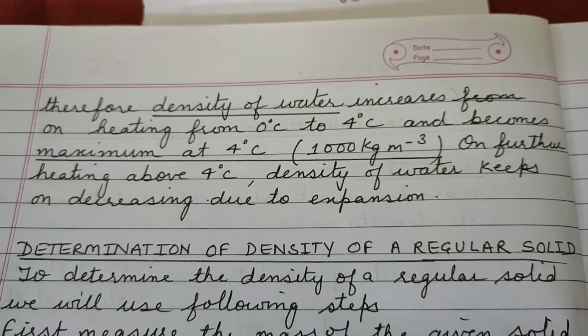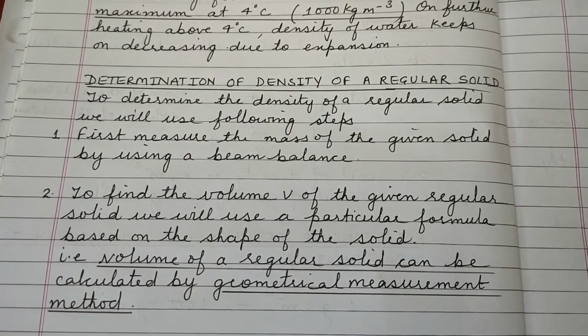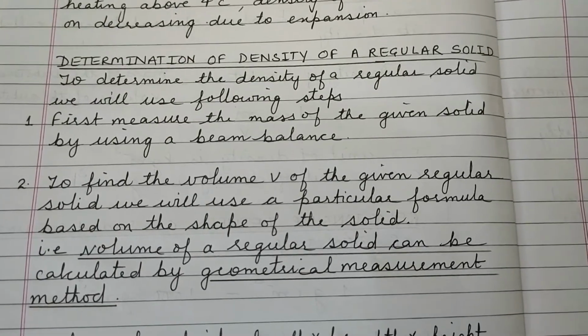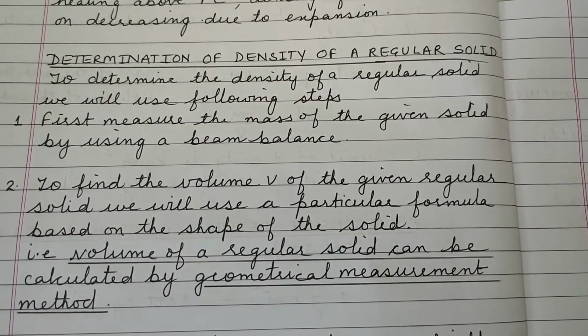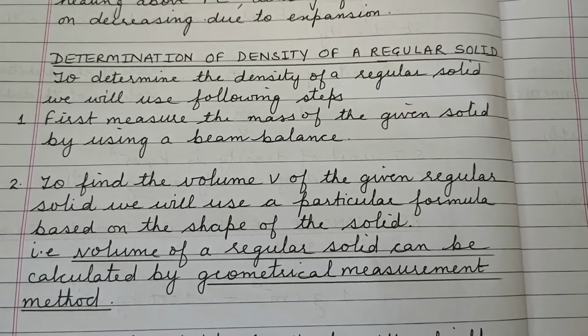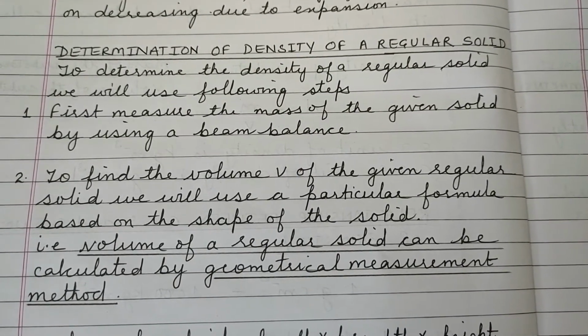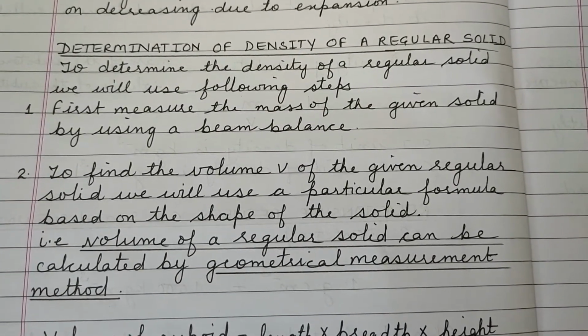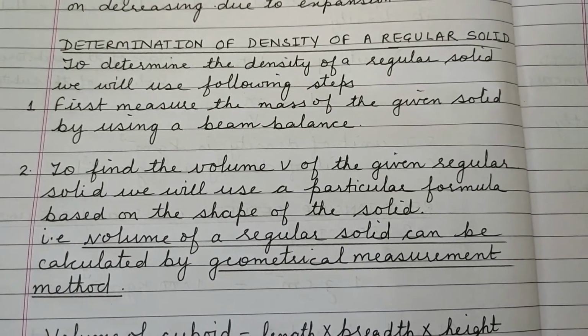Now we are going to find out the density of a regular solid. If we have to find out the density, we'll be using a particular method. You have to use various steps, and you can write the steps by writing 1, 2, 3, 4. First of all, to find out the density of regular solids, we'll measure the mass of the given solid by using a beam balance.